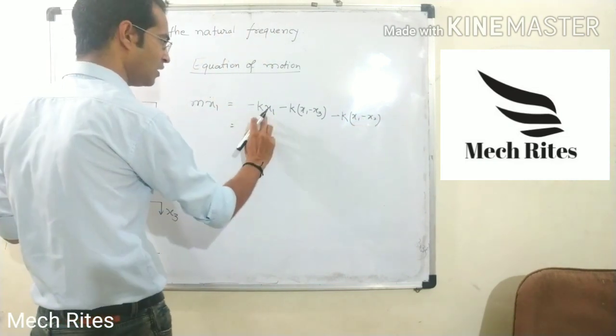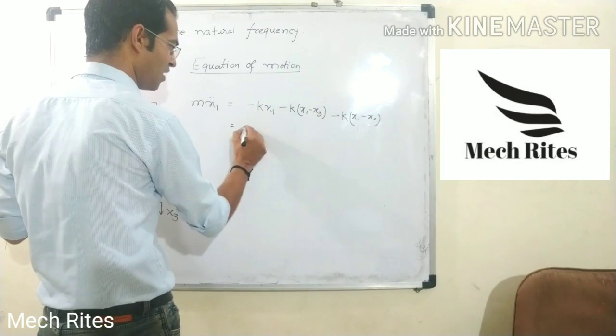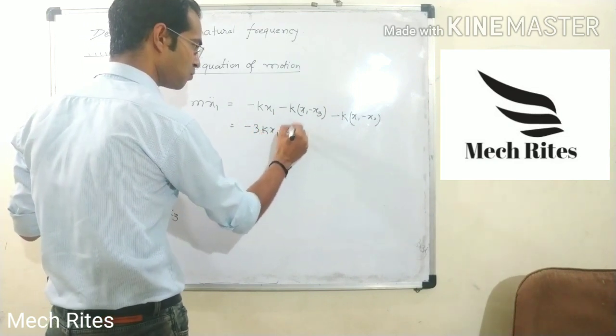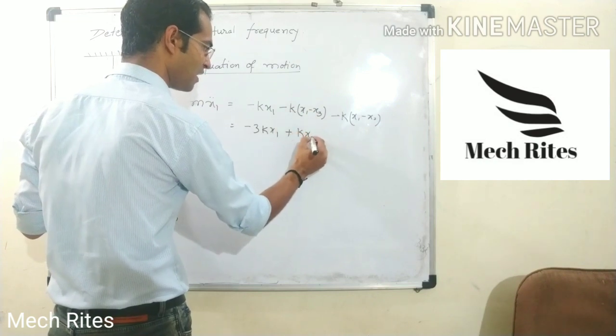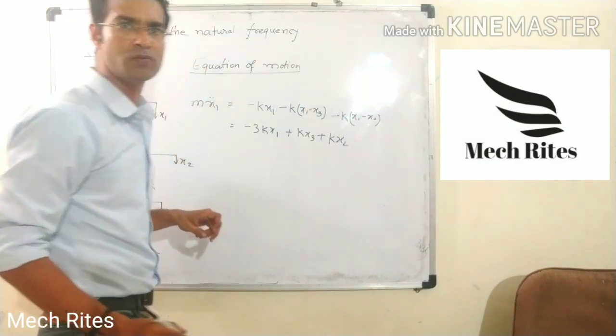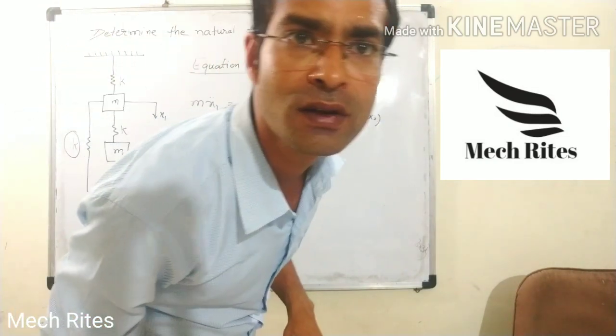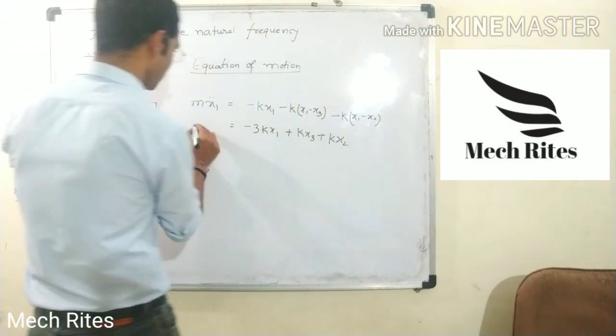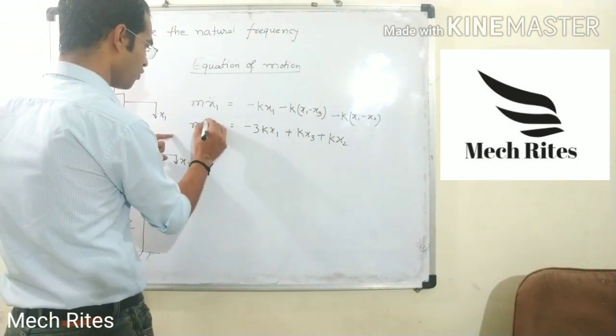If you solve it, this and this, I will write minus 3k x1 plus k x3 plus k x2. Is it visible? Yes, it is visible. Similarly, it is your equation number 1.